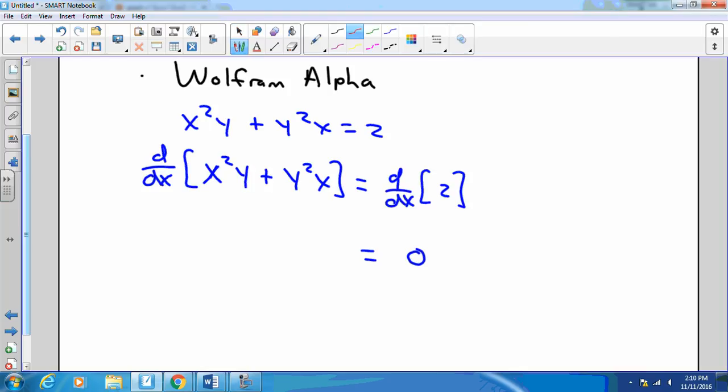Now, here's where a lot of students fall apart. If I pronounce this relationship carefully, it is x squared times y. That's a product. So I need to first use the product rule. x squared times the derivative of y. Notice how I spell the derivative of y with respect to x. Plus y times the derivative of x squared.